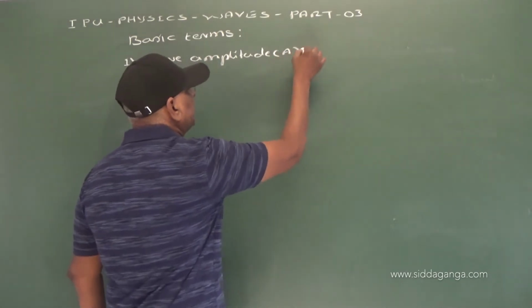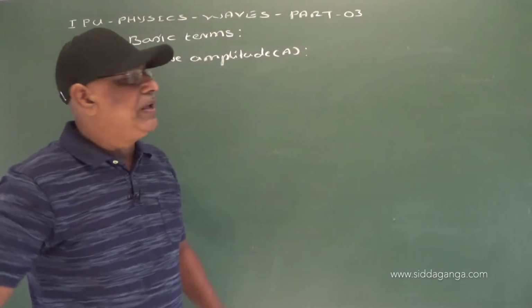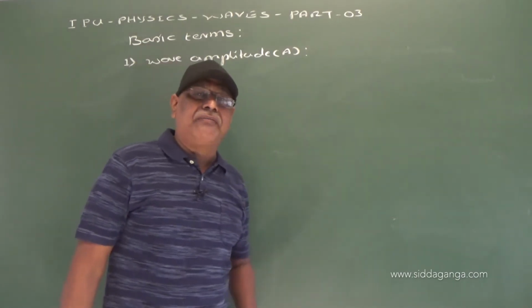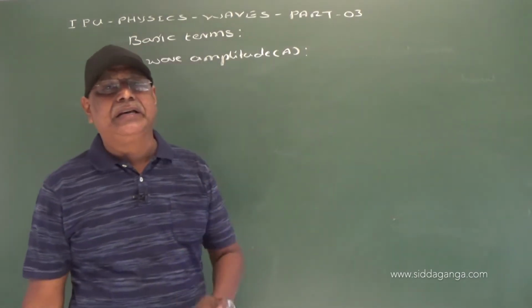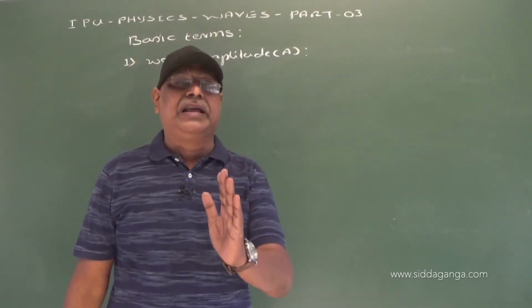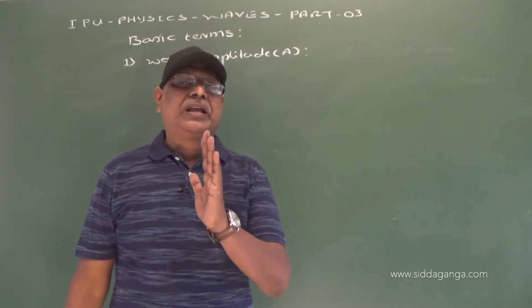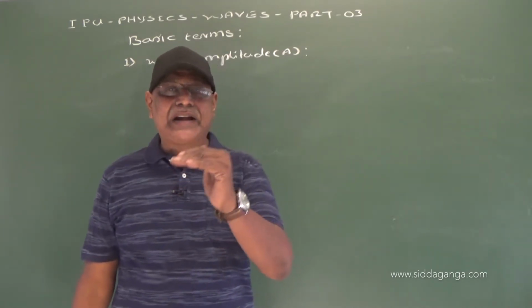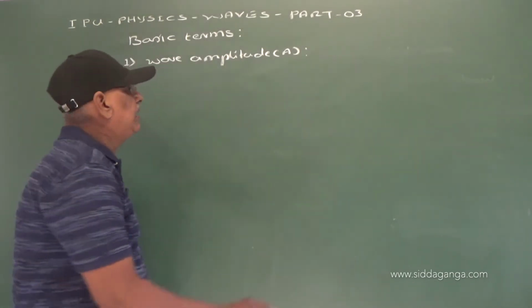Again, it is denoted by the symbol capital A. Wave amplitude, or amplitude of a wave, is the maximum displacement of the particles executing simple harmonic motion in the medium on either side of its mean position.